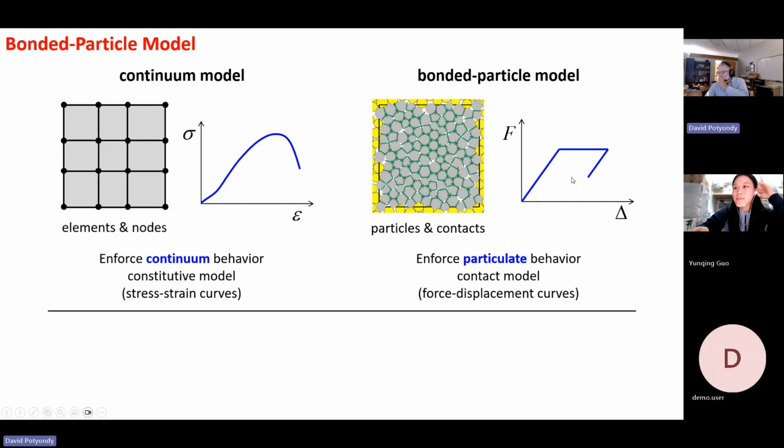So this is what you're putting in. You're not doing any continuum stuff. You're just doing a simple model at the particle contact level. That's it. So you're not working with stress strain. You're working with force displacement. In fact, in a bonded particle model, there never is a stress and there never is a strain. Such things do not exist in a bonded particle model. Stress and strain are mathematical averaging techniques that you apply to a continuum idealization. That's what stress and strain is.